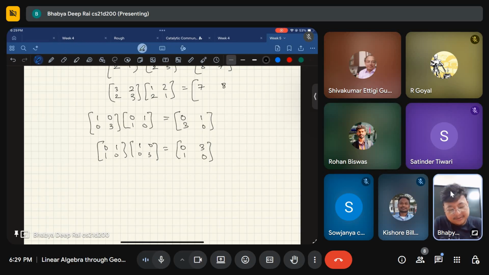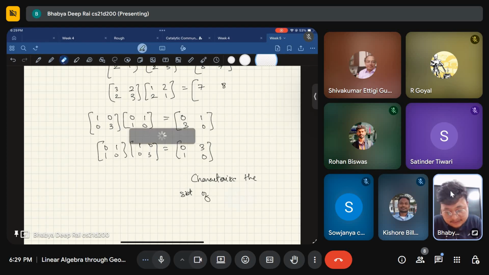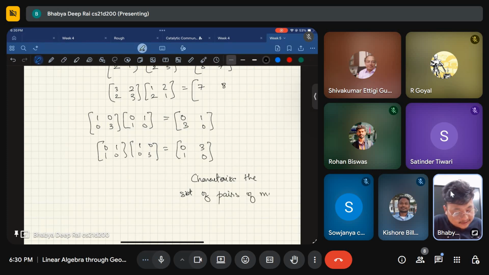So the question is still that you want to characterize, right? You want to look for a characterization. Characterize the set of pairs of matrices that commute.